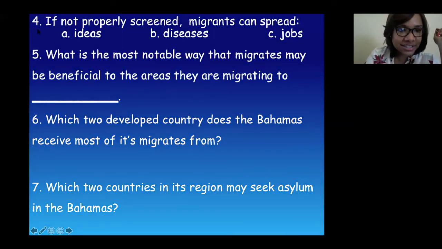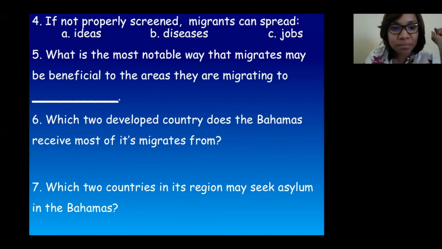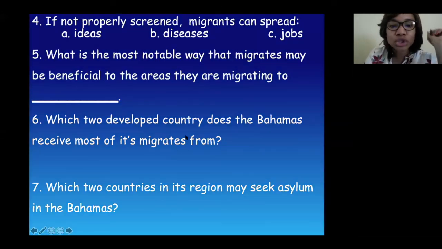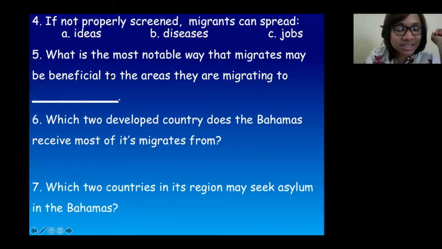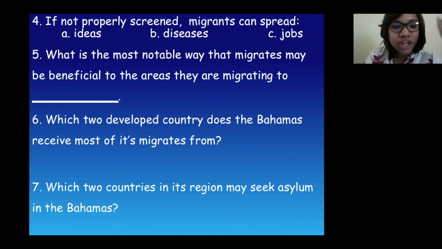Definitely diseases, okay? What is the most notable way that migrants may be beneficial to the areas they are migrating to? What do you consider the most notable way that migrants may benefit an area they're migrating to? Anyone know? How can migrants be beneficial to the areas they're migrating to? We just talked about it. Okay, I'm going to give you the answer since we're short for time. Cheap labor.